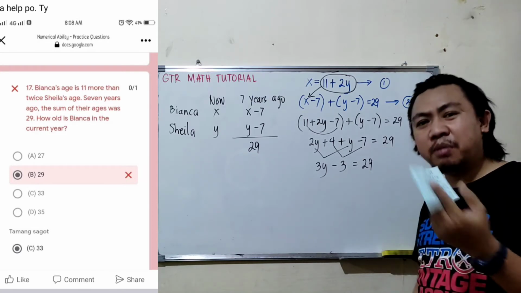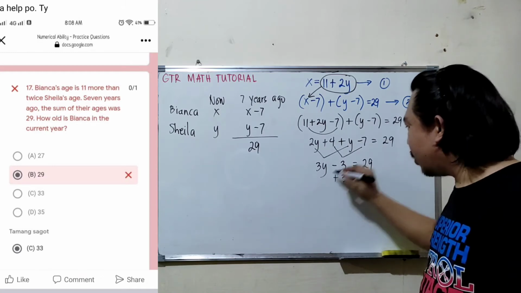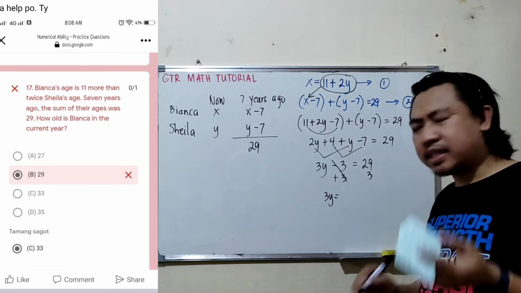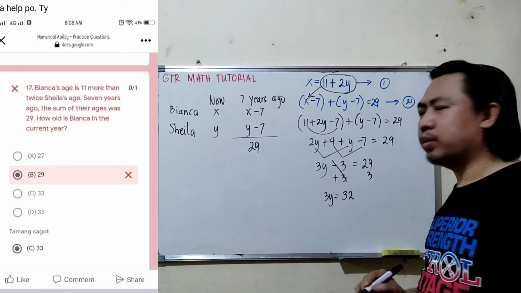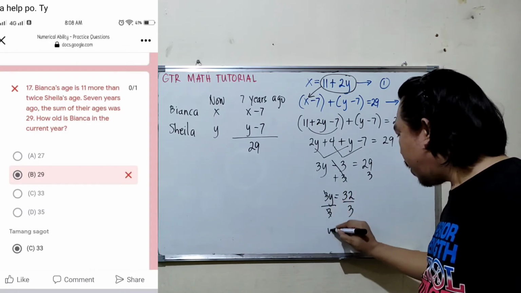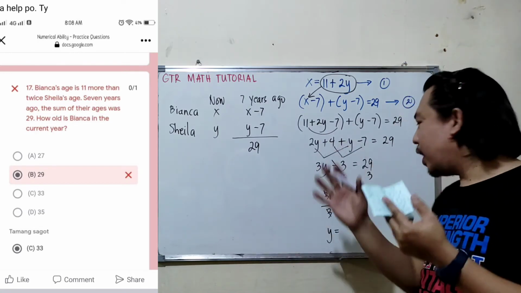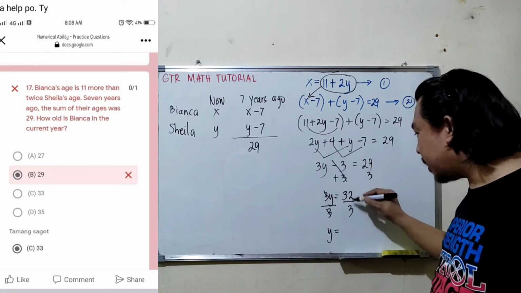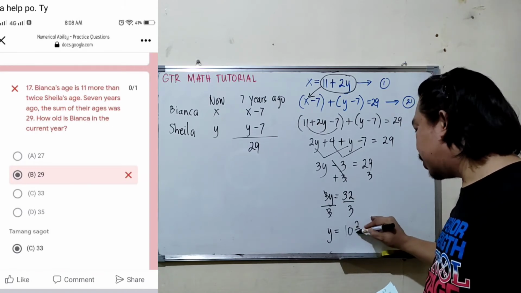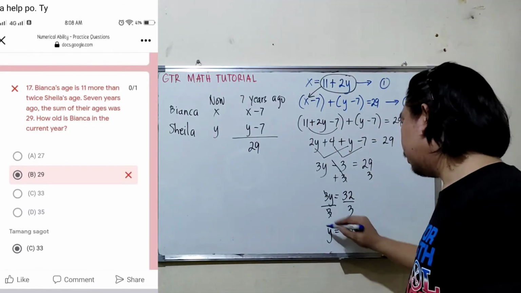Okay? Hindi divisible by 3 eh. So pagsamahin to, so add 3 to both sides. Add 3 to both sides, mawawala na to. 3y is equal to 29 plus 3, that is equal to 32. Then last step, divide both sides by 3. So therefore, y is equal to, hindi siya eksakto. So pag ganyang age problem, kailangan eksakto. So pag dinivide natin, 32 divided by 3, that is equal to 10 and 2/3. Okay? So ang age ay 10 and 2/3. So hindi eksakto.